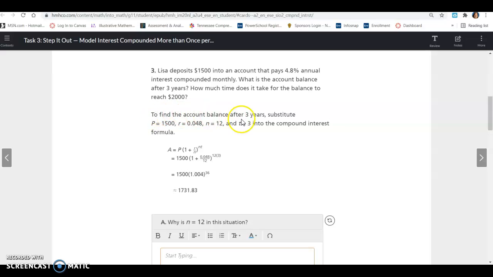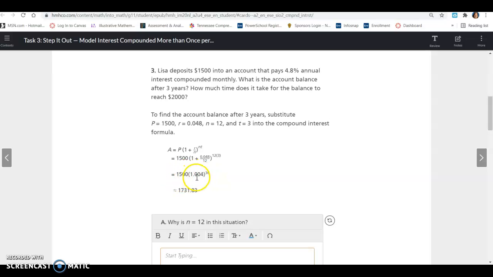So to find the account balance after 3 years, substitute the 1,500, the 0.048, which is the 4.8% as a decimal, n is 12 because it's compounded monthly, and t is 3 for 3 years. Plug those numbers into your compound interest formula. Now, remember, anytime you're using a formula, you still have to apply order of operations. So you're going to work inside the parentheses first. You divide and then add 1, and that's where you get the 1.004. And then 12 times 3 is 36. So you're going to simplify to here.